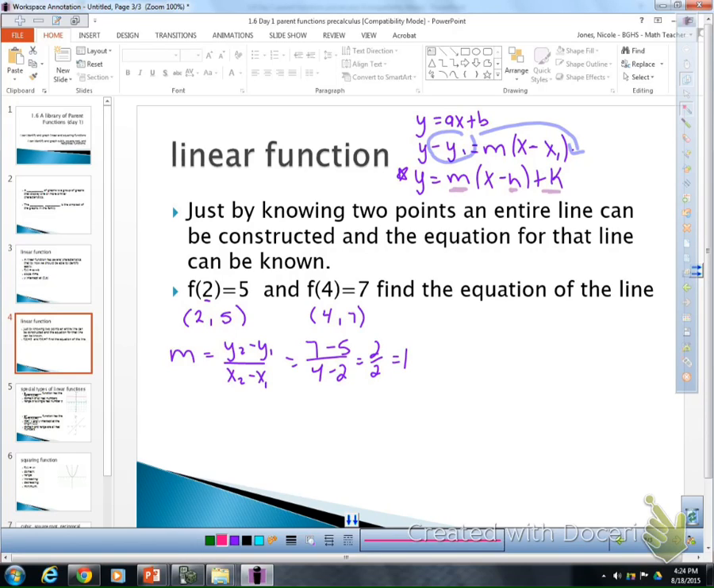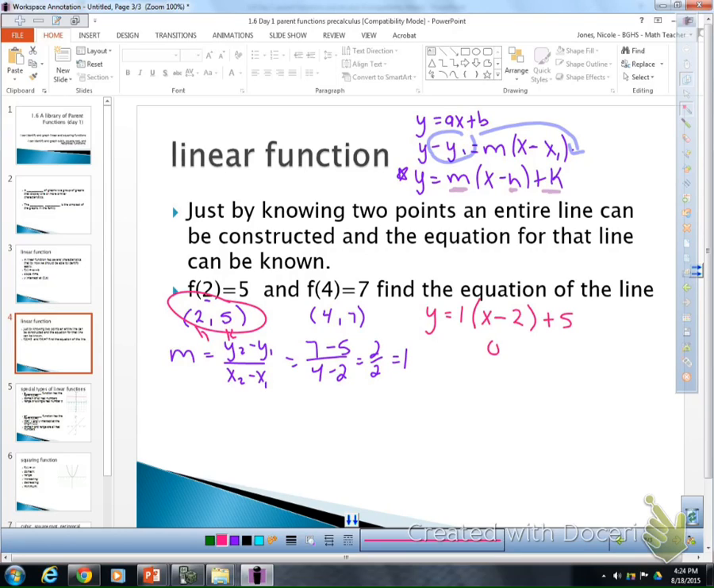You can pick the first one, you can pick the second one. So that we are all consistent, I'm going to use the first one. I'd like for you all to use the first one. From here on out, though, you can use whichever one you want. So y equals m. Our m is the slope, which is 1. X minus h. Remember, h and k is the same as x and y. So minus 2 plus 5.